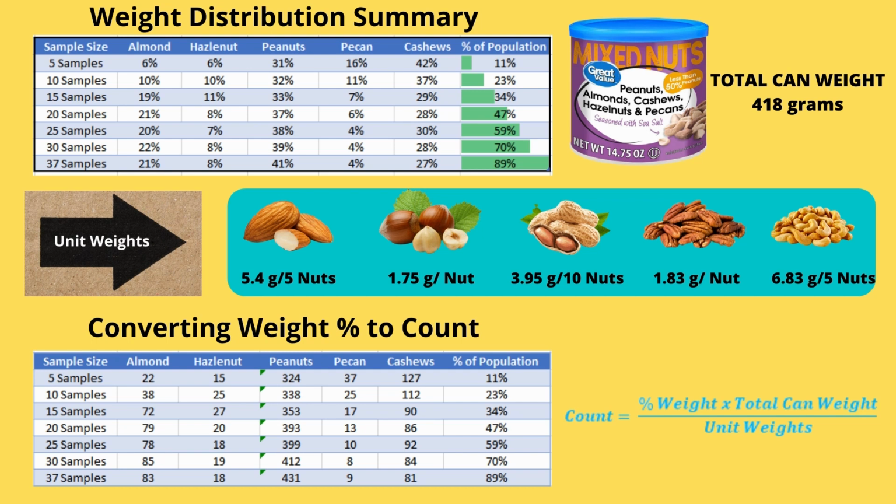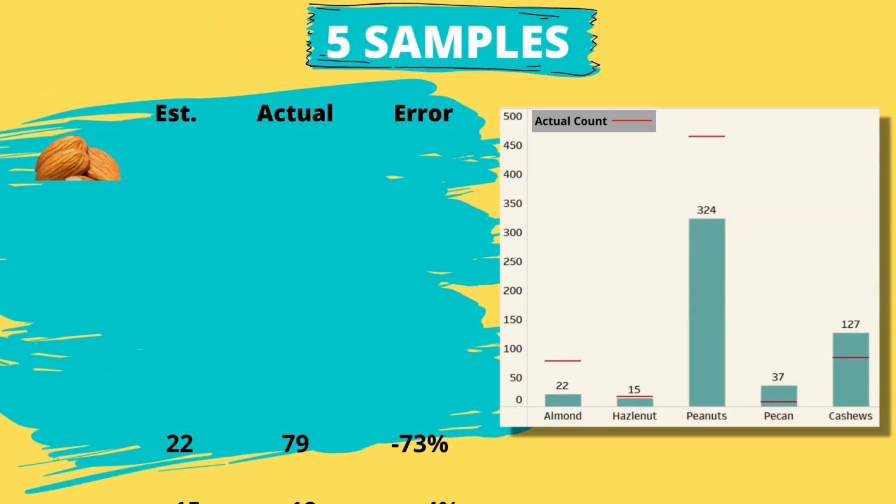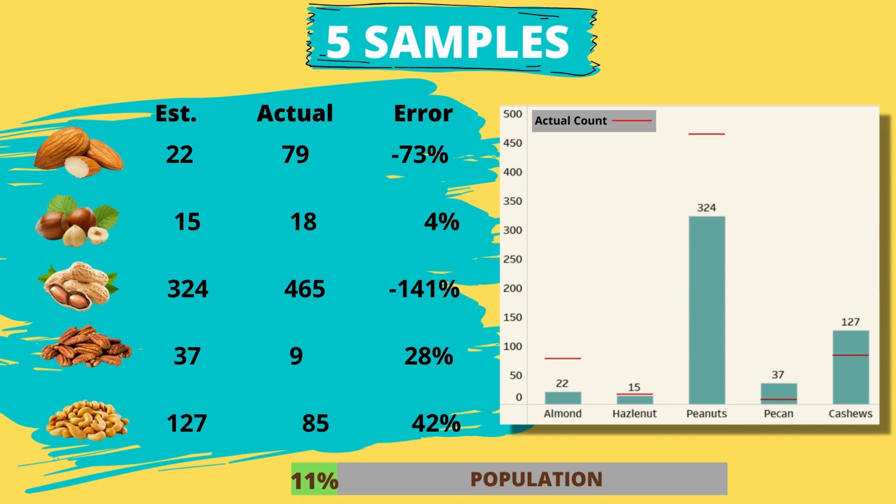On the table below is where I converted the percent weight of each category of nuts into an estimated number of nuts in the total population, aka the whole can of mixed nuts, using the equation you can see next to the table. With only 5 samples taken into consideration while estimating, we get a huge error percentage in our estimate. One thing I found interesting is that hazelnut had very little error in estimation, even with only 5 samples. Majority of this has to do with how consistent the hazelnuts were in my can.